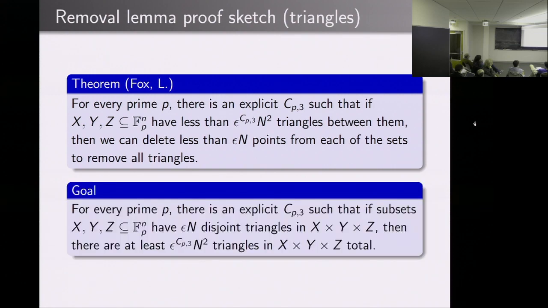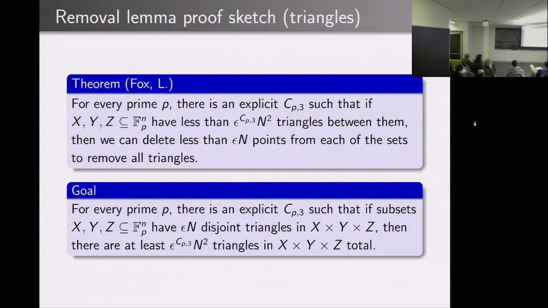And actually what we show is the following statement. The basic observation is that the number of points you need to delete from each of the sets is within a factor of 3 of the maximum number of disjoint triangles you can take. So an equivalent problem is saying that if 3 sets have epsilon times n disjoint triangles, then there are at least epsilon to the C_p3 n squared triangles between them.